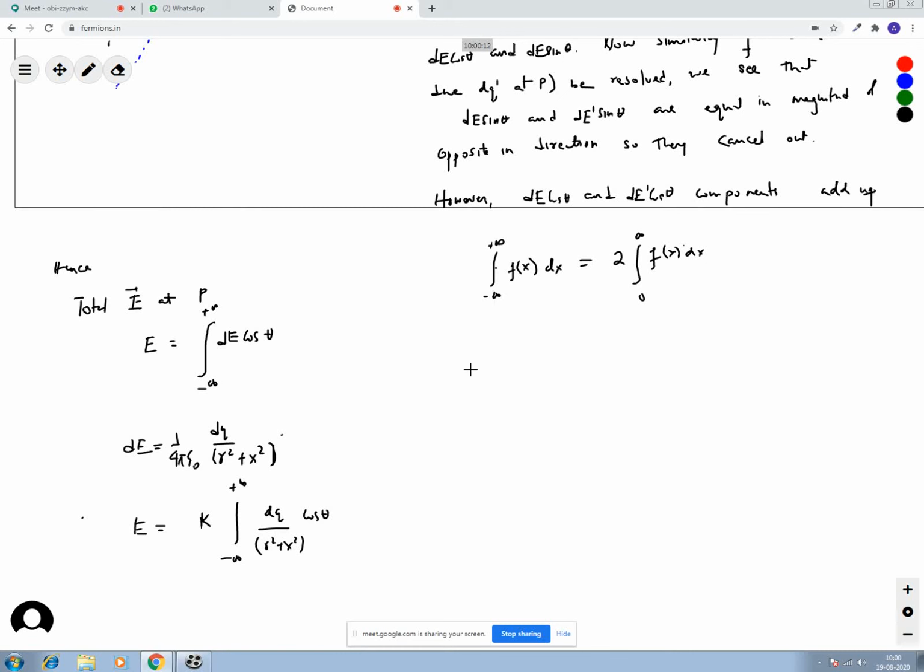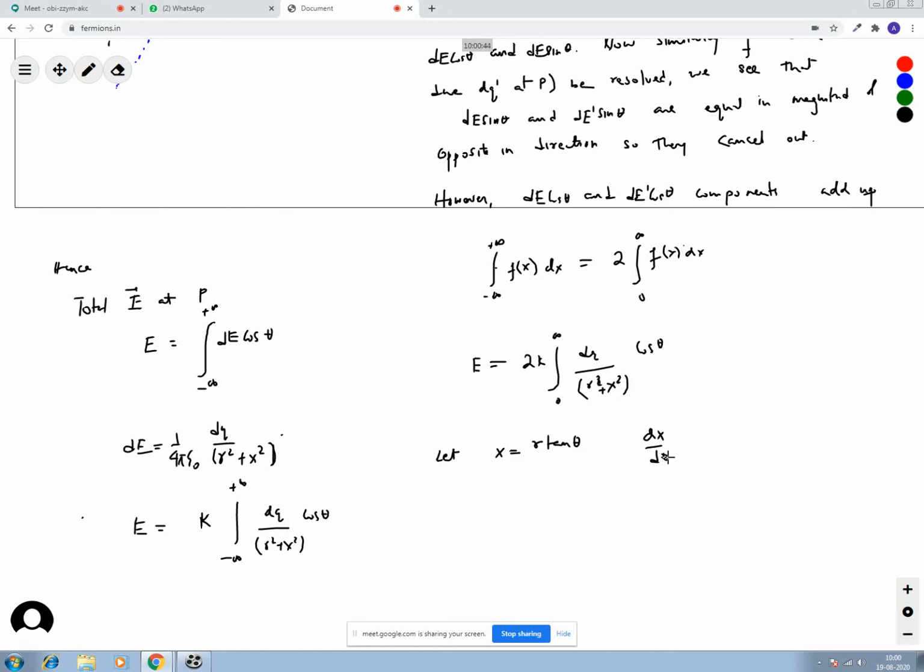So can I do the same thing here? Using the above principle, I can write E equals 2k integral from 0 to infinity dq by r square plus x square, cos theta. Now let's say x equals r tan theta. So then let me differentiate it. This is the substitution method I am using.